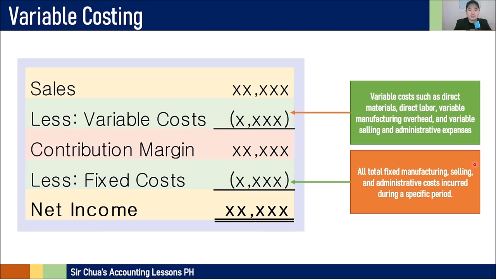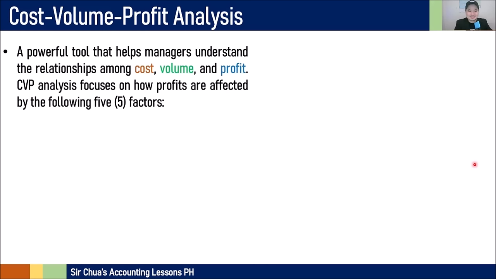Why did I introduce it to you? Because this concept of variable costing is the concept that we will be using in the totality of our lesson for today about CVP analysis. Okay, so now let's talk about CVP analysis, cost, volume, profit analysis. The CVP analysis is a powerful tool that helps managers understand the relationships among cost, volume, and profit.